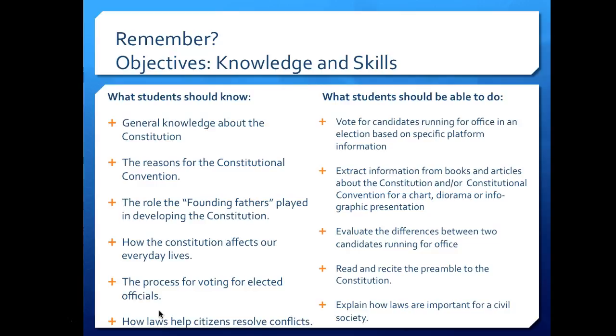Evaluate the differences between two candidates running for office. Read and recite the preamble to the Constitution. Real low level, but some people just really enjoy doing that. I would never discount that as an assessment. And explain how laws are important for a civil society.